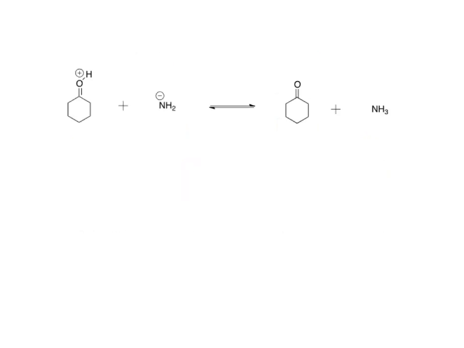Let's do another example. The first thing to do is to identify the acid on each side. As we said, an acid is a proton donor, so on the left that is this species here, and on the right that is ammonia, NH3. To find the pKa's, we will again turn to the pKa chart.